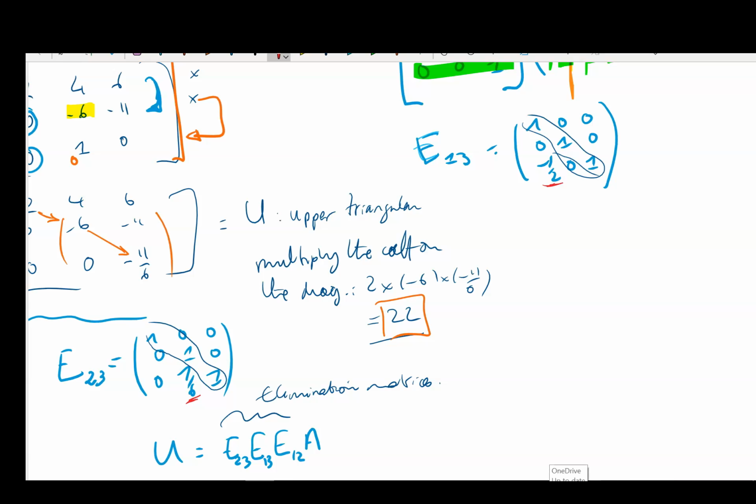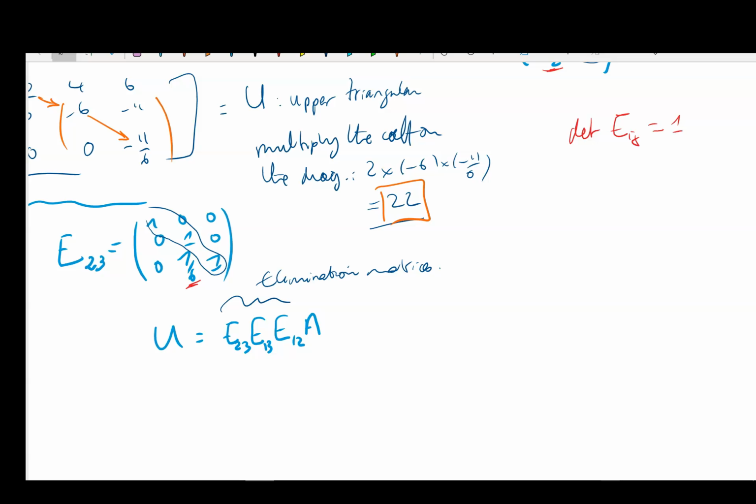And if you remember that determinant thing, the determinant of a product is the product of the determinants. So the determinant of U is going to be equal to the product of all these determinants, and all the elimination matrices have a determinant of 1. So finally, this is equal to the determinant of A. So that's one very good reason why we want to perform elimination this way.